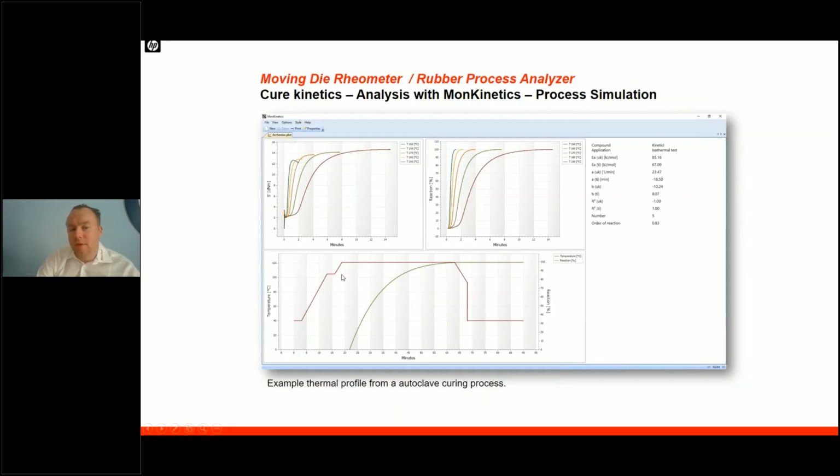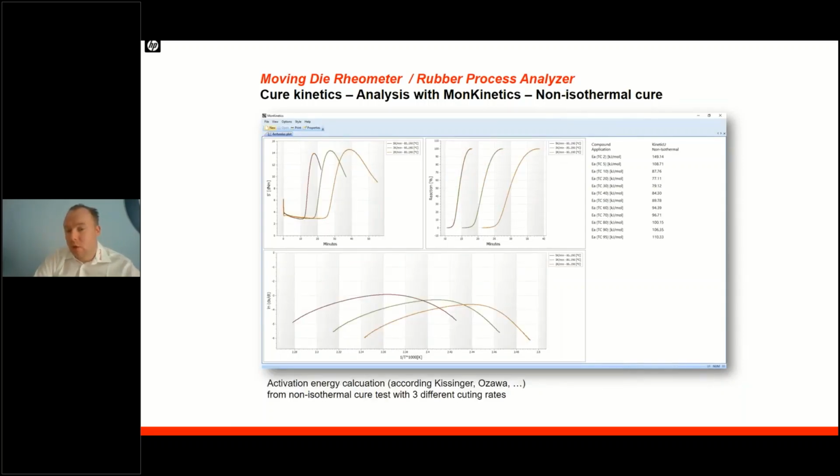Here, after running the cure test, we have loaded a thermal profile of an autoclave of one of our customers and then compared his rheological data, and we found that his production process was set up perfectly right, as while opening the autoclave, he was reaching exactly 100% cure, avoiding any reversion, avoiding any lost process time and money lost.